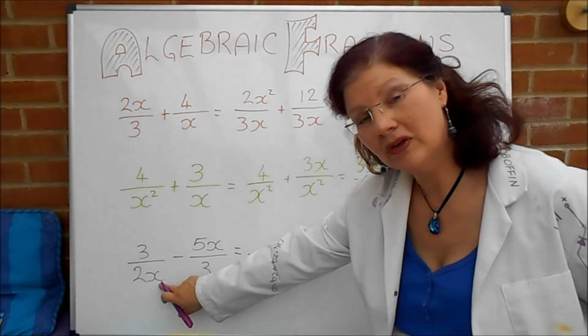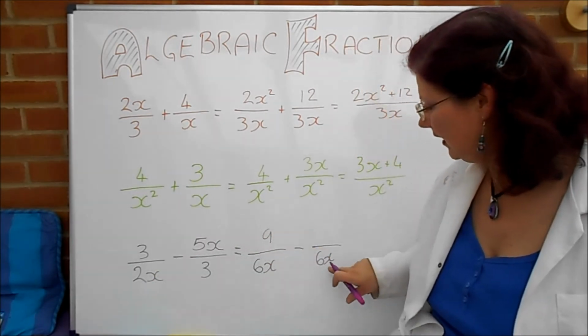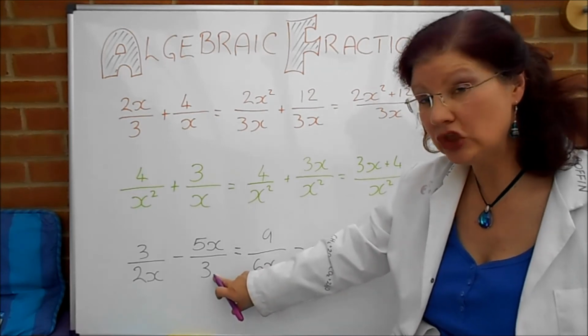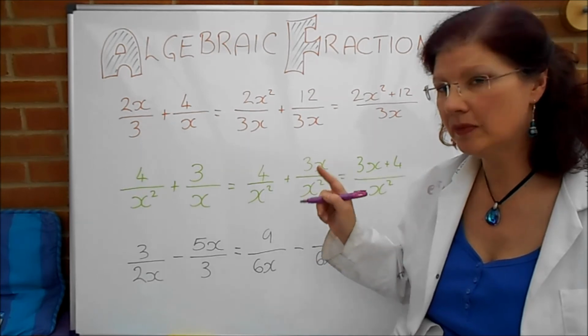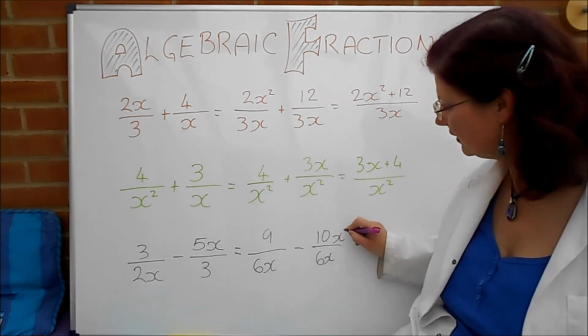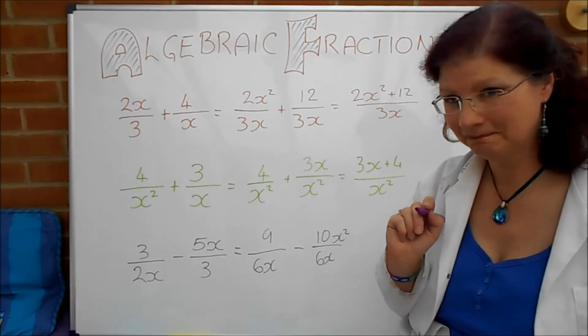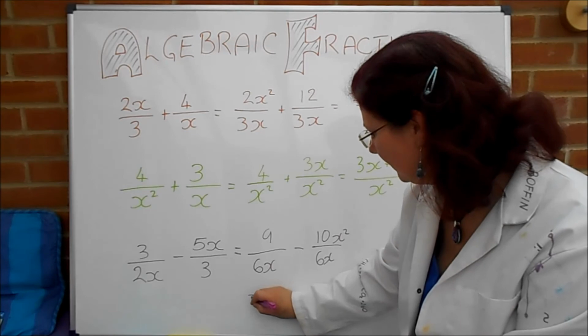The bottom got times by 3, so we do the same to the top. And the bottom here got times by 2x, so we do the same to the top. So that's 2x times 5x. Hopefully you got that as 10x squared. Okay, and now we just need to take them away. I'll do it down here, I think.